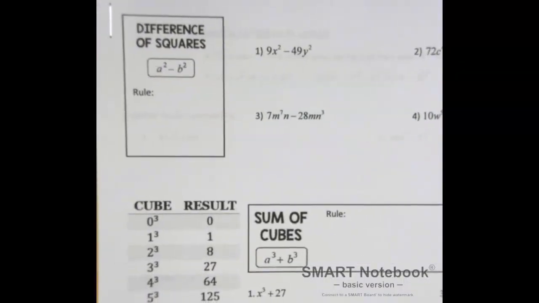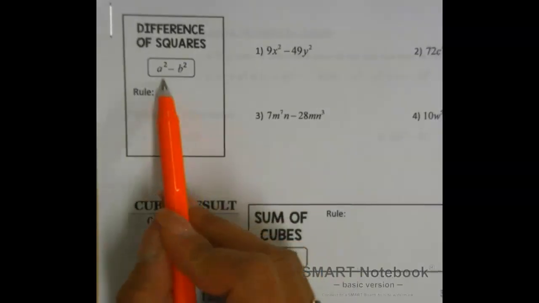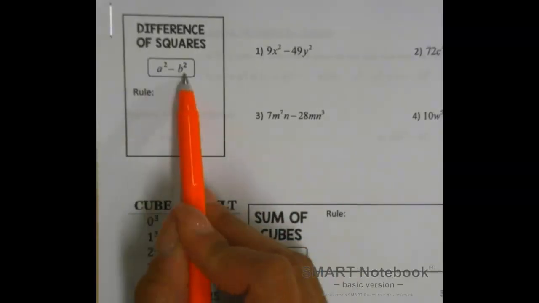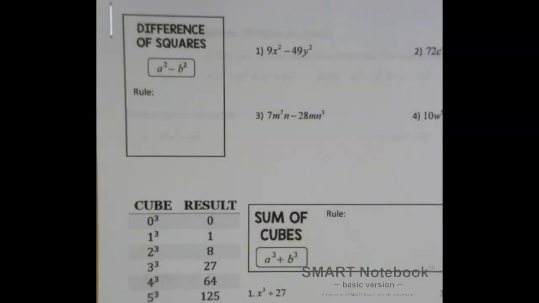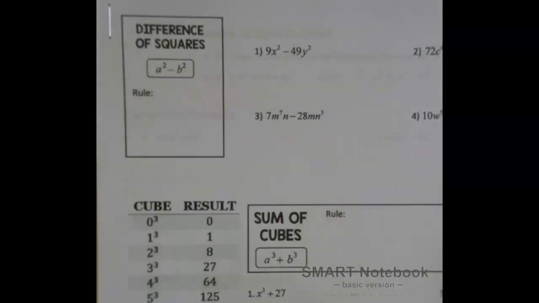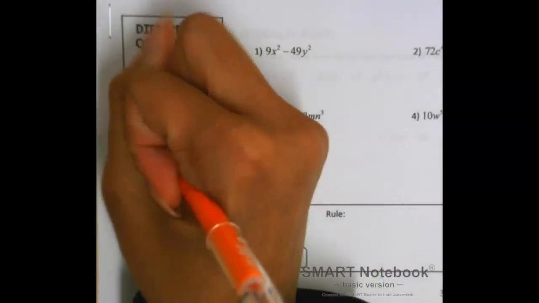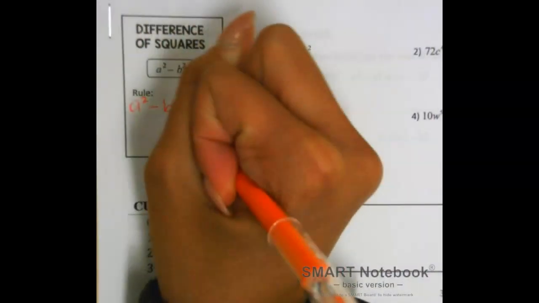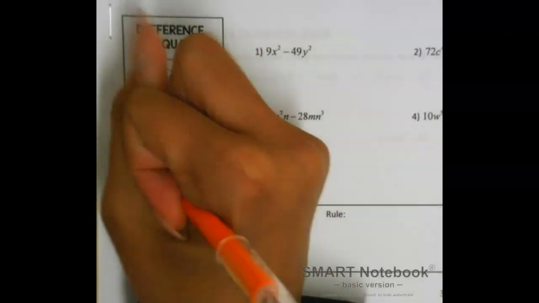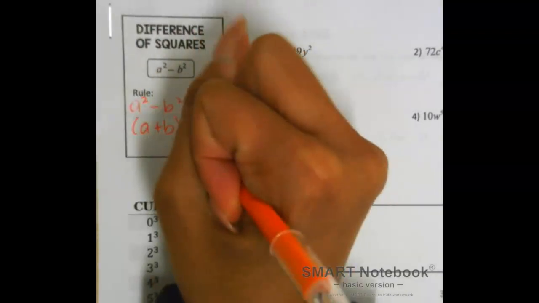So the first part is difference of squares. Difference of squares is when you have two terms that are being added or subtracted, and the good thing is you'll be able to simplify this to a nice pretty rule. If you have a squared minus b squared, you can rewrite this as a plus b and a minus b.